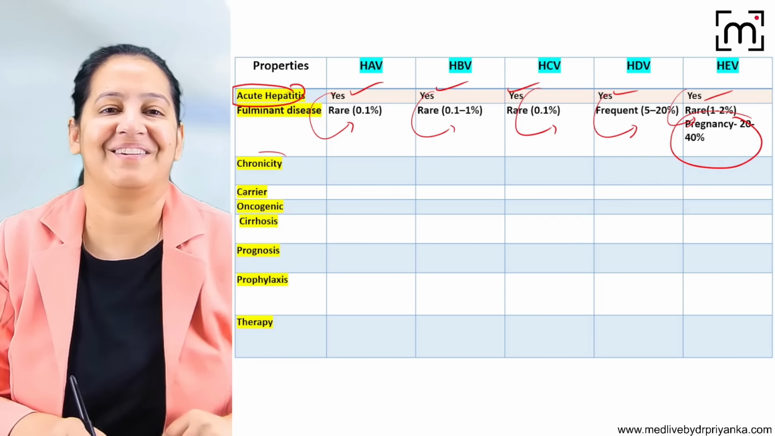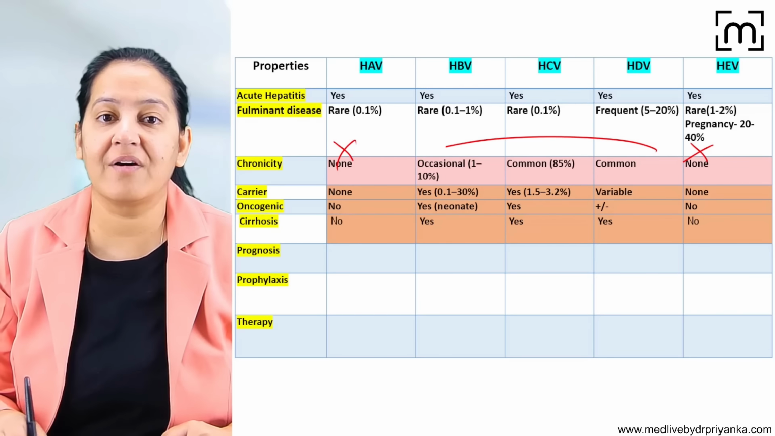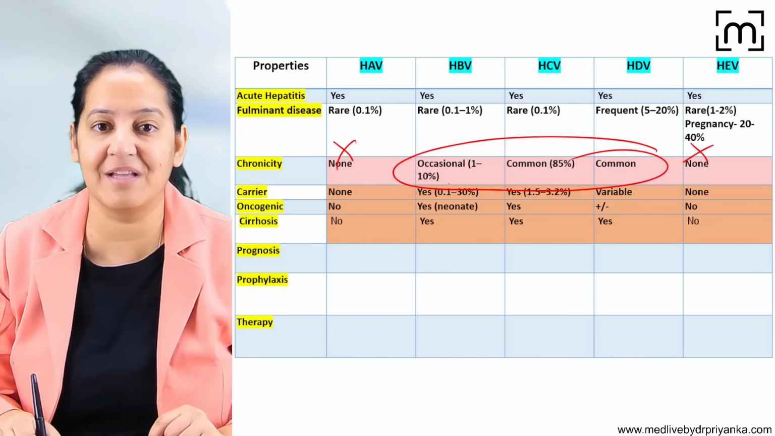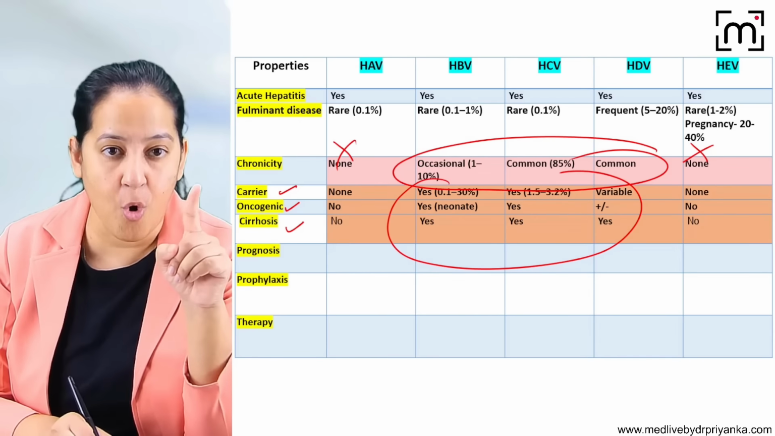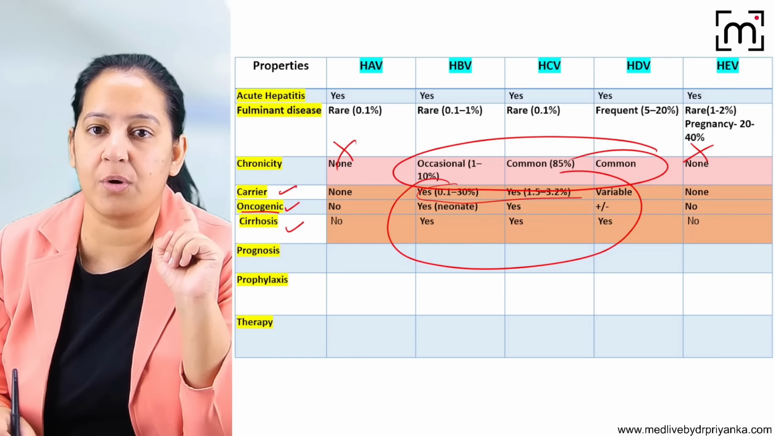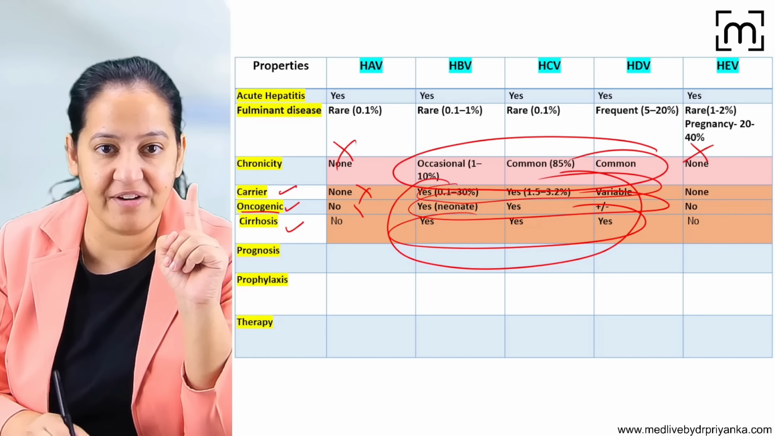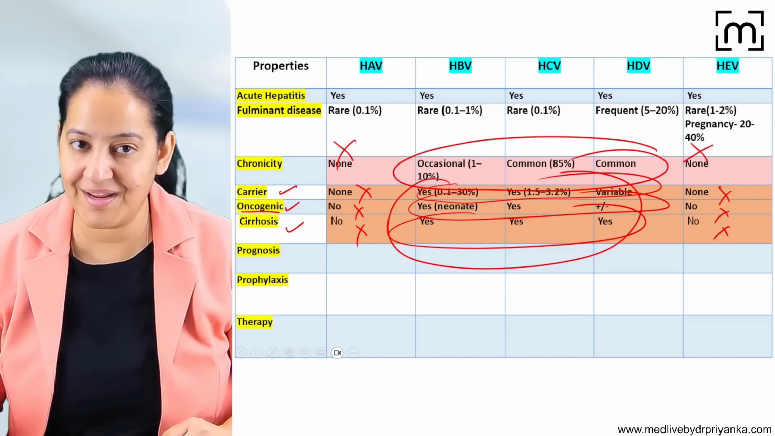Now what about chronicity? Chronicity never occurs in A and E. As I told you, chronicity can occur in B, C, D. Since chronicity can occur in BCD, the three things that can occur in BCD are carrier, oncogenicity, and cirrhosis. By oncogenicity, I mean hepatocellular carcinoma. So there is always a chance of cirrhosis, carrier, and oncogenicity in BCD, but these three things are never seen in A and E because in A and E chronicity is not there. I hope you are getting the concept.